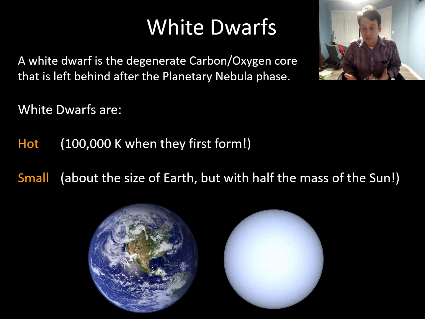So remember, the sun started out as roughly 1,000,000 times larger in volume than the Earth. And now you've taken half of that mass and squashed it down into the size of the Earth. If you do the math, what that means is that the density has gone up by about a factor of 500,000. So this is a really dense material, much denser than anything that we have on Earth by orders of magnitude.